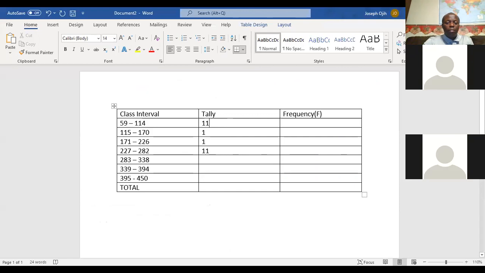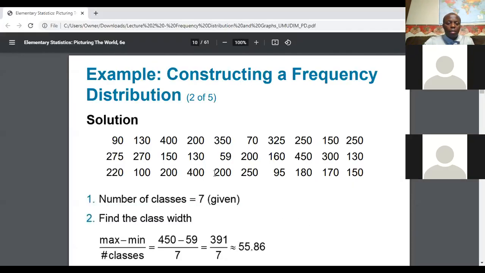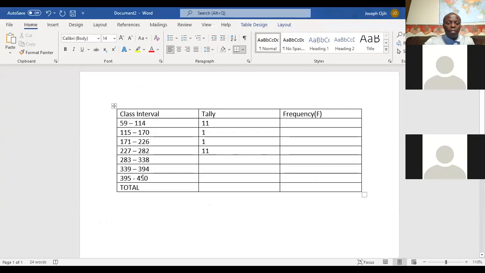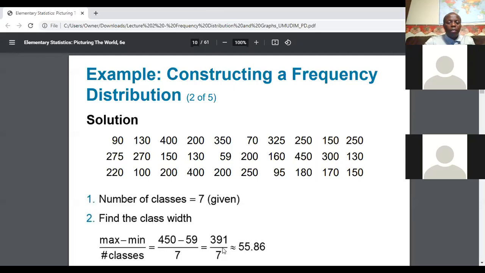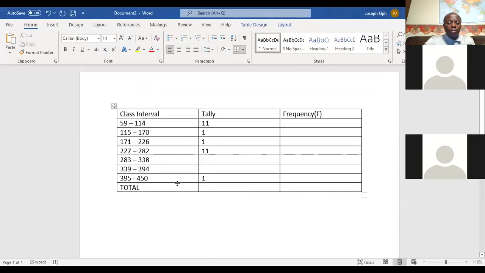So next will be 400. 400 will be in this group right here. So you're going to see 400, one tally. Next will be the 150. 150 will be here. 150 will be in this group. It's right here. So you continue like this patiently. This part of the work, you have to be very patient.